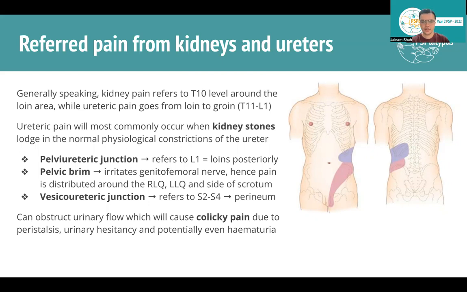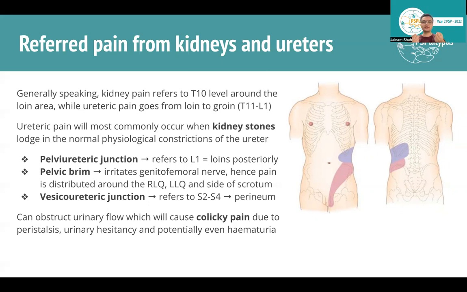With the vesico-ureteric junction, that tends to be a bit more distal. So now you've got referral to S2 to S4, and that'll be around the perineum region. So even down to around the anal cavity, you can have pain all the way going there. In terms of the kind of pain that you'll get, you'll discuss this more in clin skills.